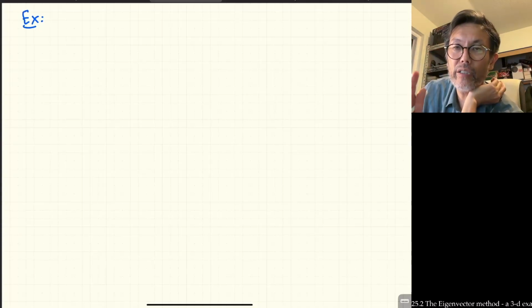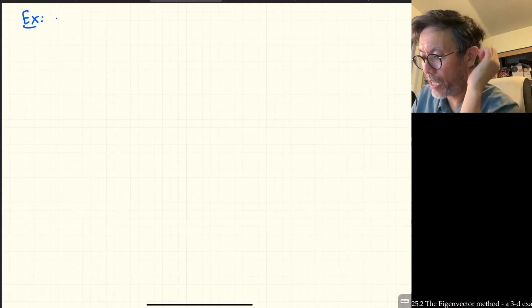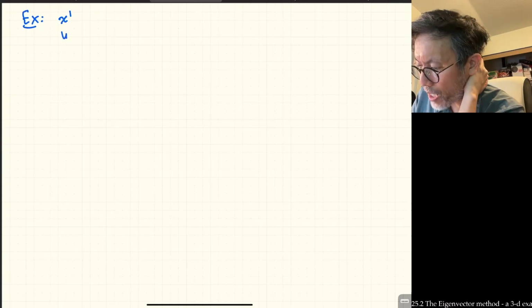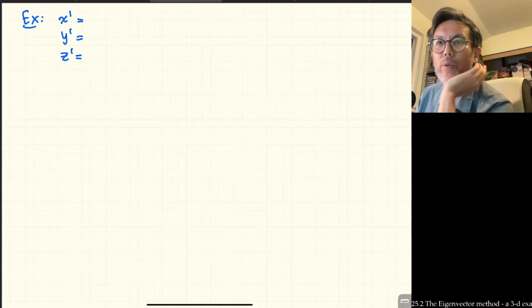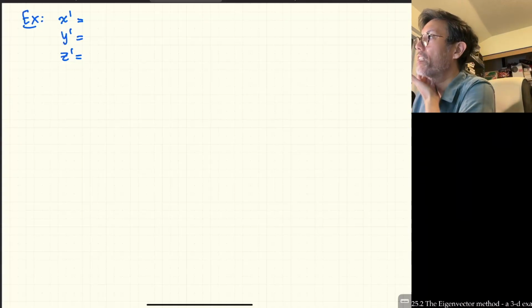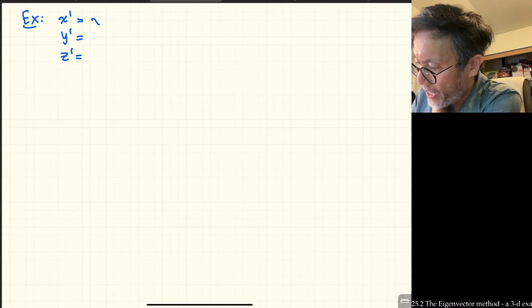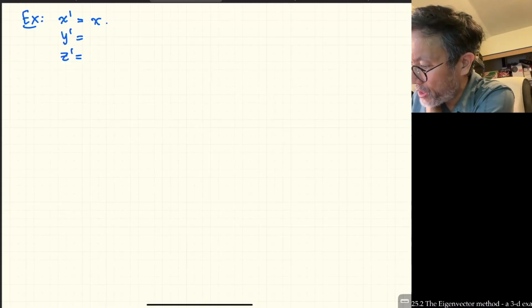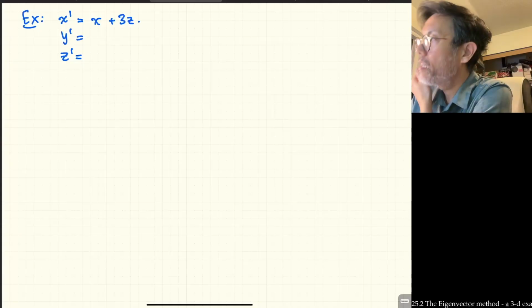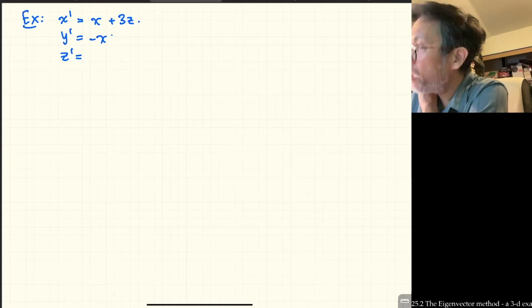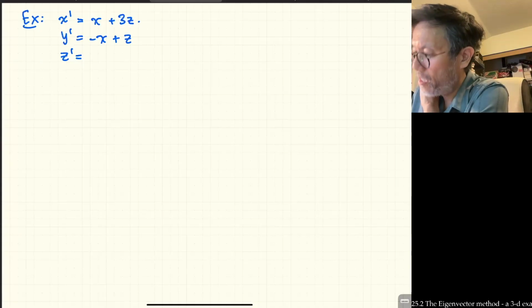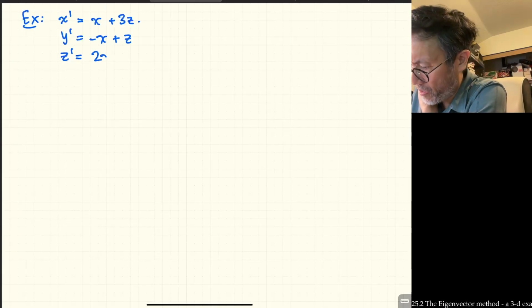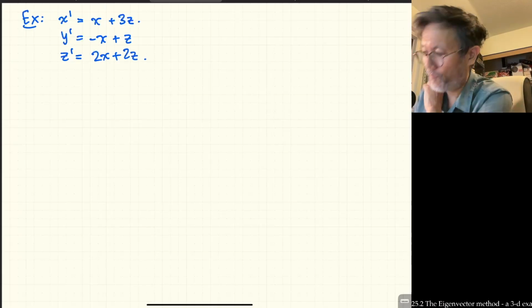This is a homogeneous system. So we're going to have x prime, y prime, and z prime. I just feel like it. I don't want to keep writing subscripts everywhere. And here's what the equations will be. It'll be x plus 3z. It'll be negative x plus z. And z prime will be 2x plus 2z.